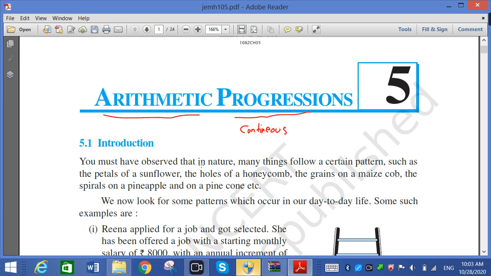You have also observed in nature many things follow a certain pattern, such as petals of a sunflower, holes of a honeycomb, grain on a maize cob, spirals on a pineapple or a pine cone, etc. These are all patterns. So today we want to discuss first pattern, or we can say sequence, and then we go to the arithmetic progression.